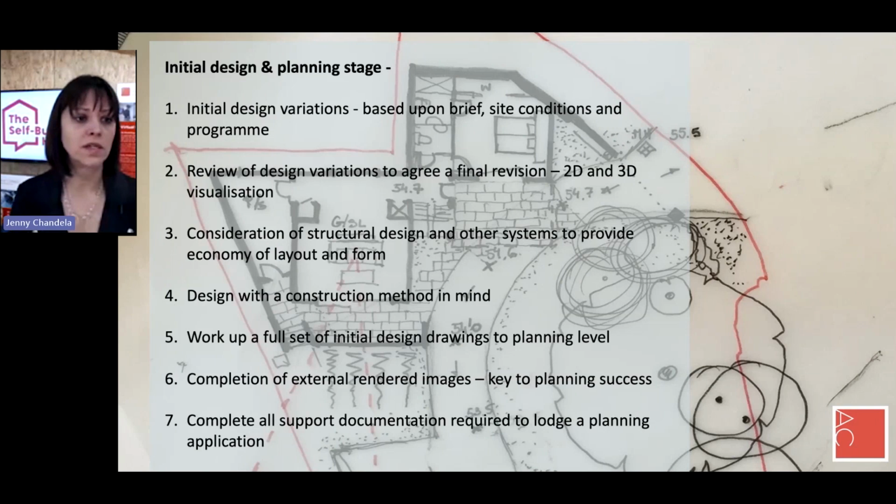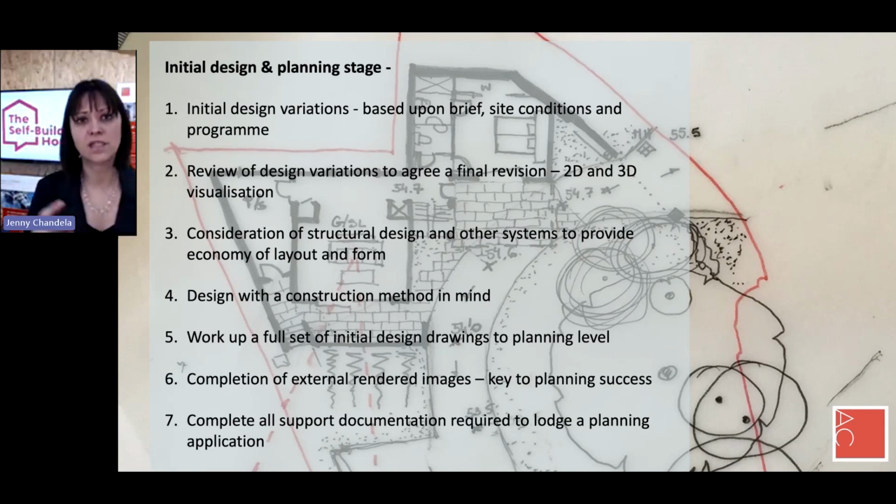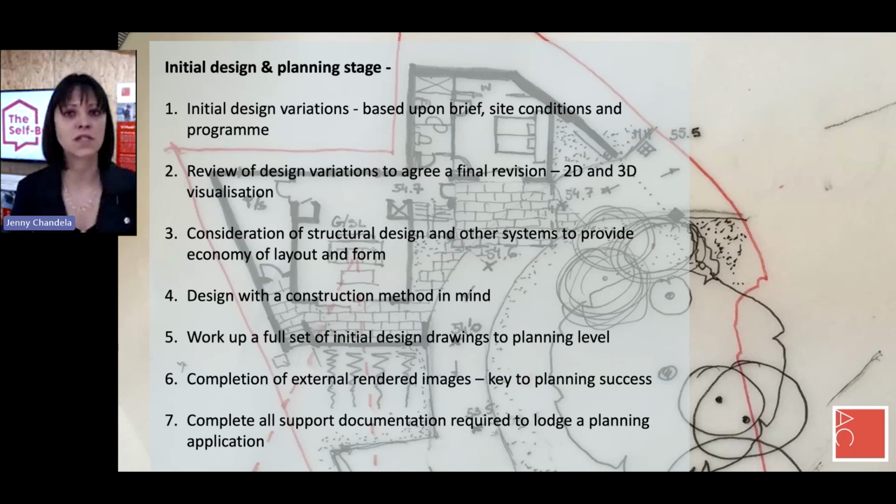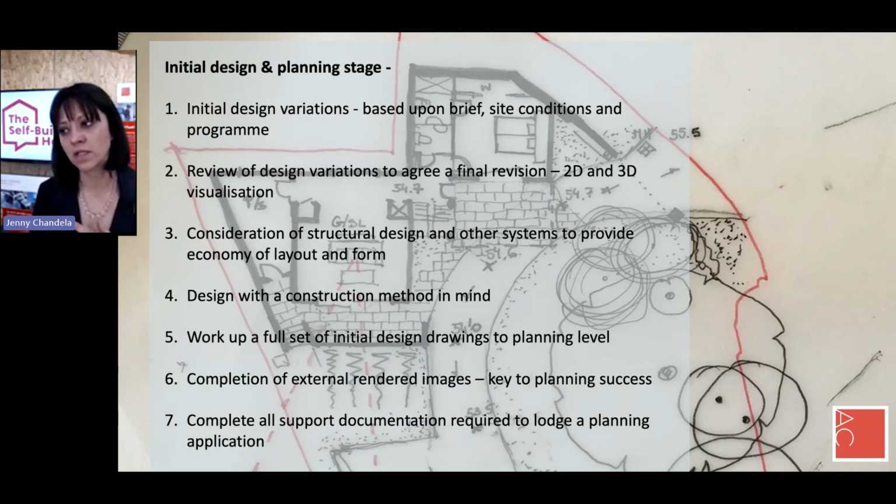So, what to look for in the initial design and planning stages. You always want to be getting design ideas. So we encourage you to go to your architect with a really detailed brief, understanding what the requirements are, but not necessarily locked into the exact design. You're going to get the most benefit from working with an architect if you come to them with a looser set of parameters where design variations are possible.